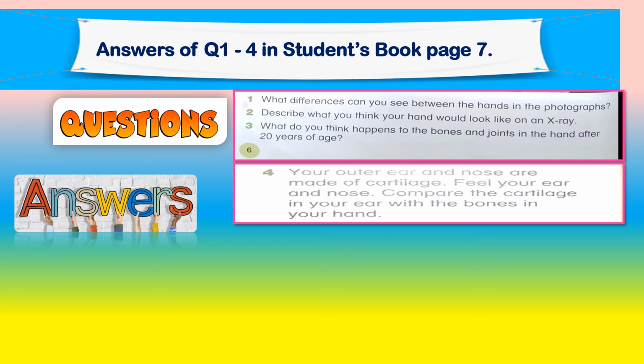Now, let us discuss the answers of question 1 to 4 in student book page number 7. The questions are, what differences can you see between the hands in the photographs? Number 2, describe what you think your hand would look like on an X-ray. For number 3, what do you think happens to the bones and joints in the hand after 20 years of age? Number 4, your outer ear and nose are made of cartilage. Feel your ear and nose. Compare the cartilage in your ear with the bones in your hand.